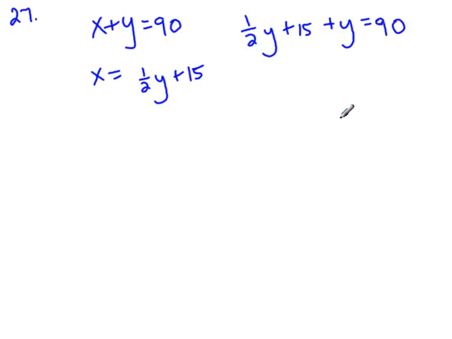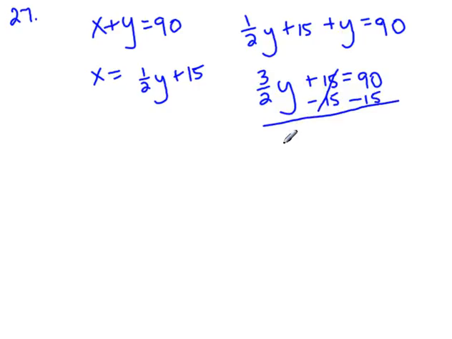Okay, collect my like terms, and I have 1/2 y plus 1y, essentially 3/2 y, plus 15 equals 90. Now I want to subtract 15 from both sides because of course I'm trying to solve for y. And I have 3/2 y equals 75.